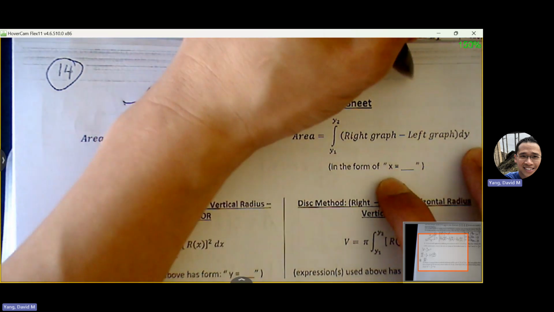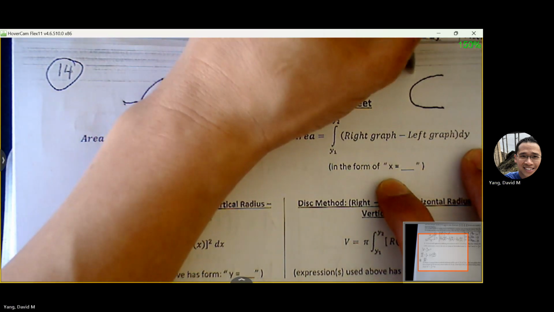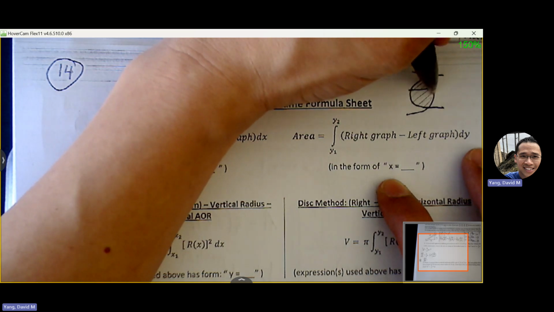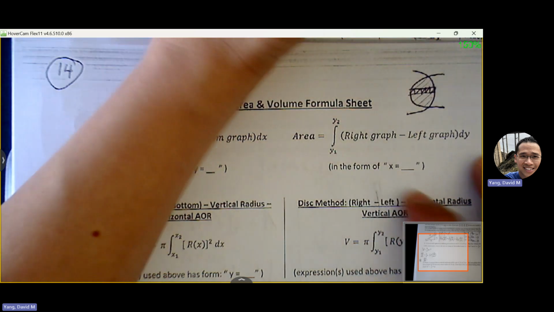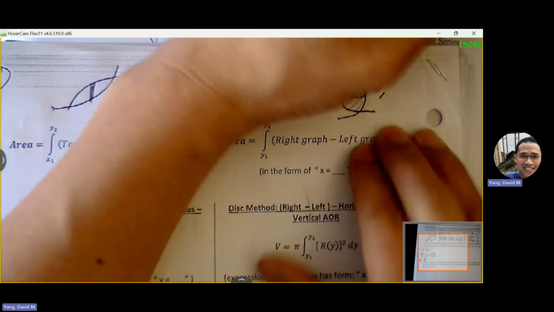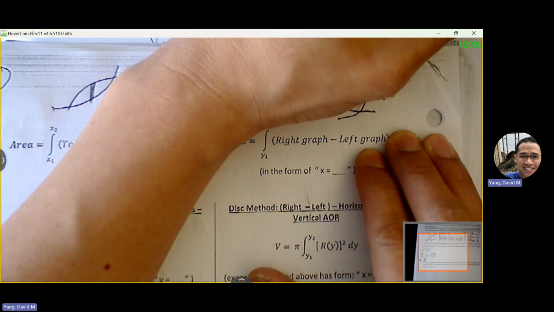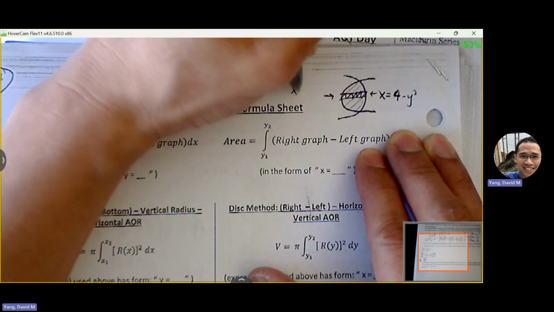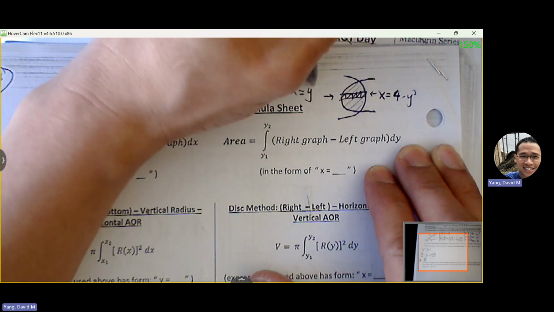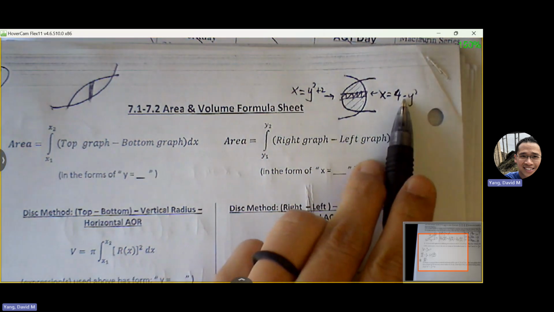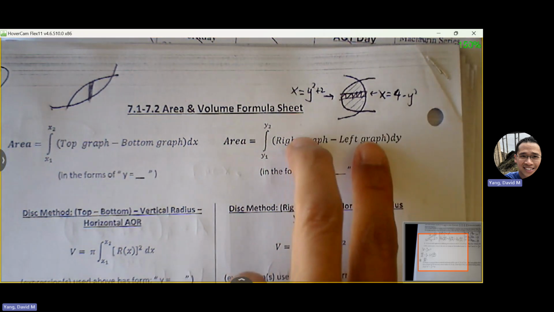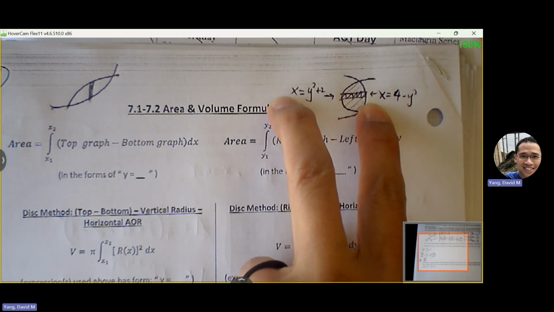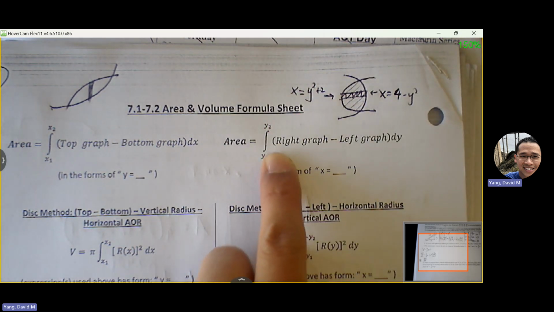Meanwhile, if I had two graphs where neither of them are functions and they're both in terms of y, then I can do right minus left. And right minus left would be both equations in terms of y. So for instance, maybe this could be x equals 4 minus y squared, and this could be x equals y squared plus 2. And then we can just do right curve minus left curve. If we want to do right minus left, everything has to be in terms of y, which means our equations will look like x equals on the left side, and our bounds are also in terms of y.